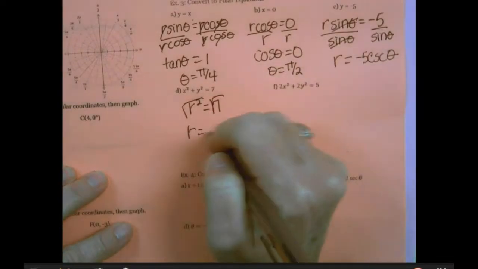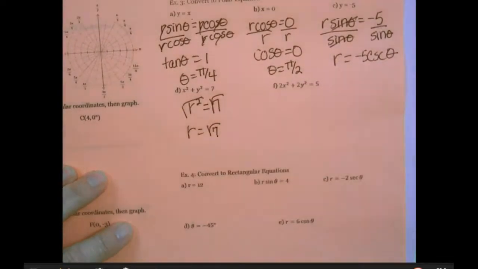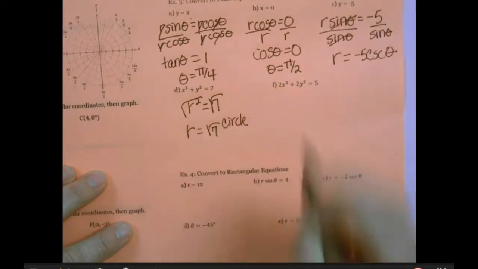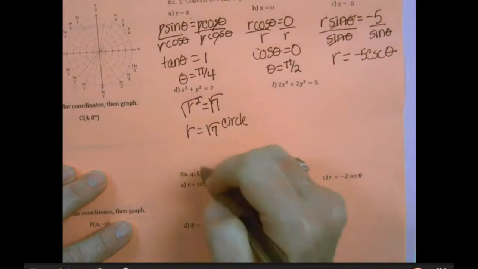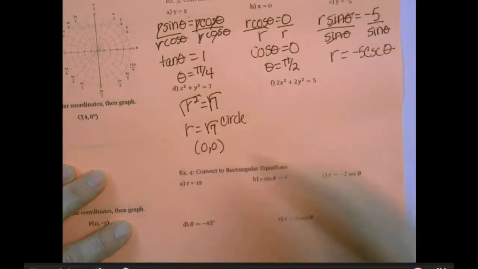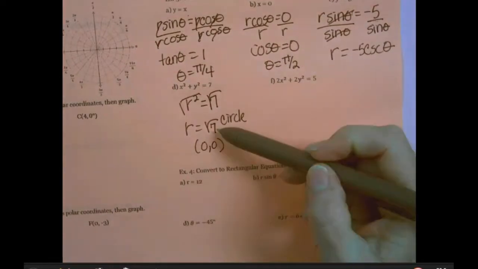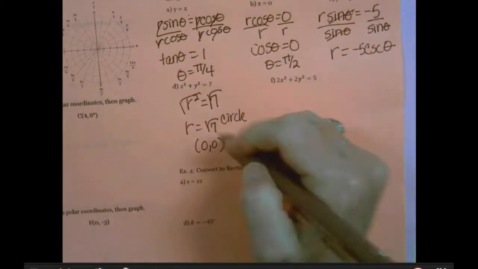So r equals the square root of 7. So this is going to be a circle with a radius of the square root of 7, and the center is 0, 0.